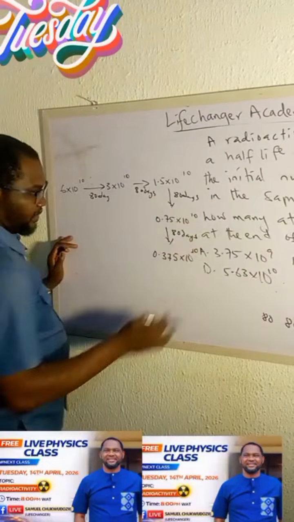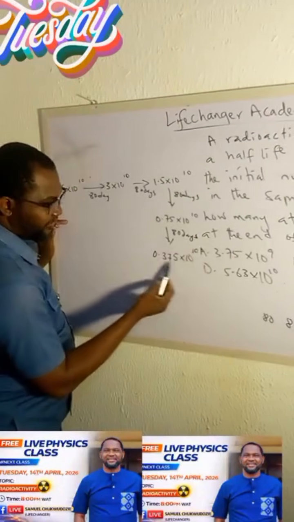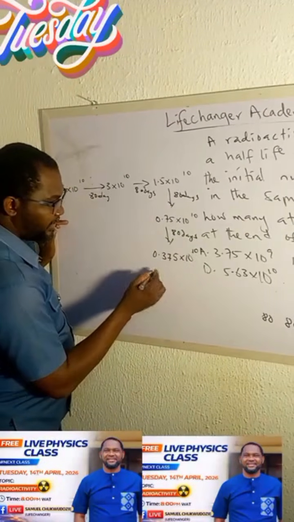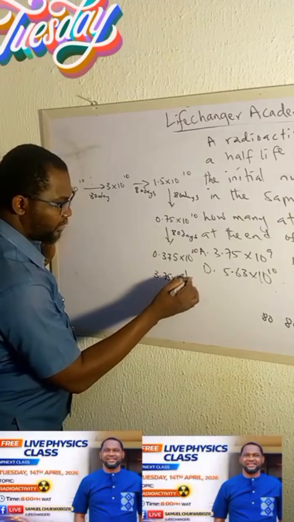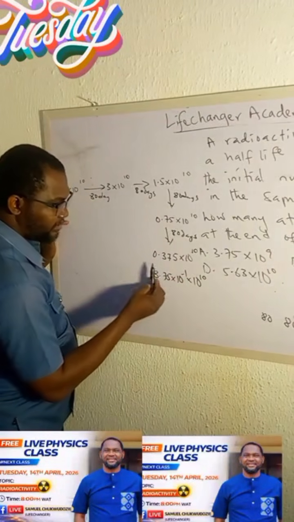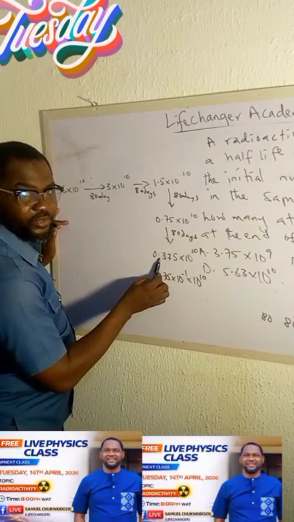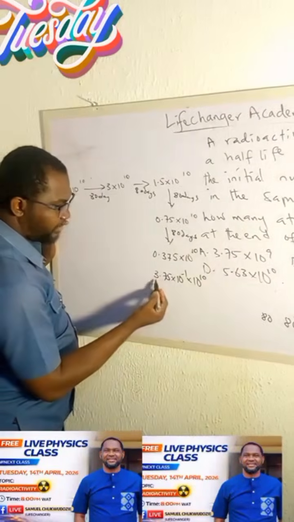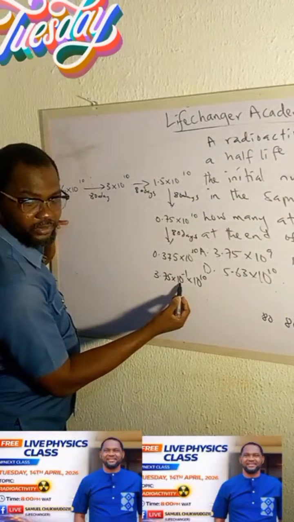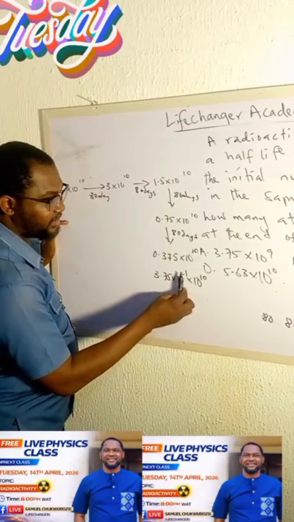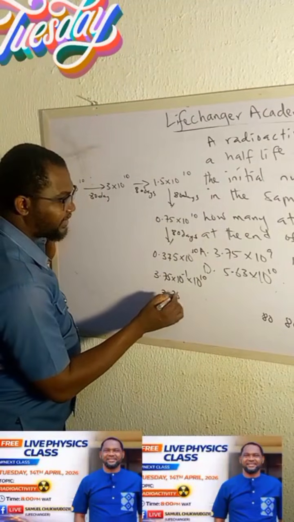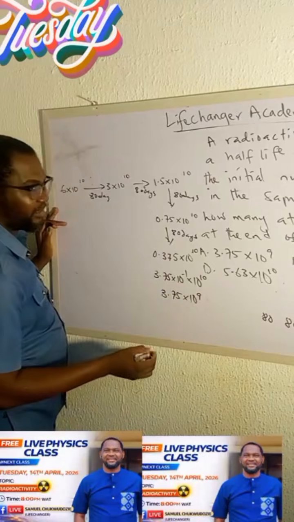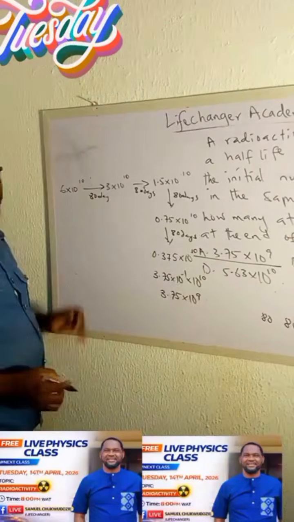So clean that. Now, 0.375 times 10 raised to the power 10 is the same thing as saying 3.75 times 10 raised to the power minus 1, then times 10 raised to the power 10. Because if I convert this to standard form, it's going to be 3.75 times 10 raised to the power minus 1. So if I apply the law of indices, minus 1 plus 10 is 9. So the final answer will be 3.75 times 10 raised to the power 9, which is answer A.